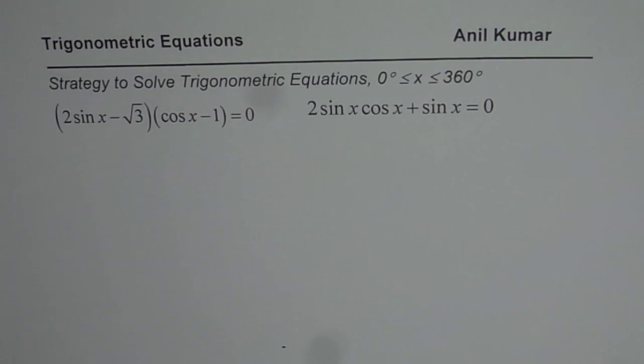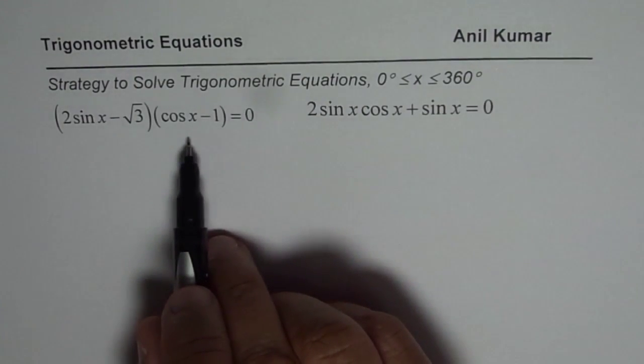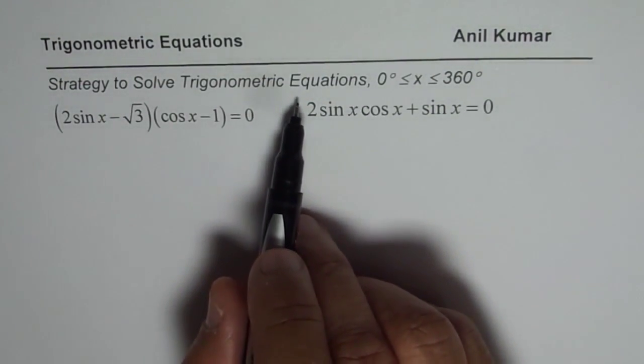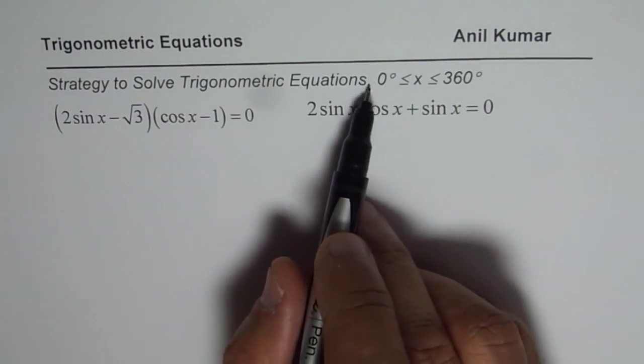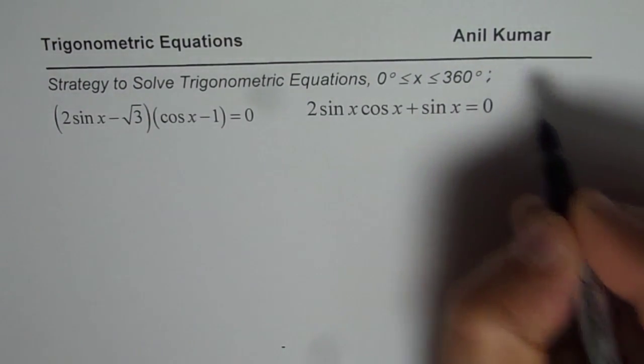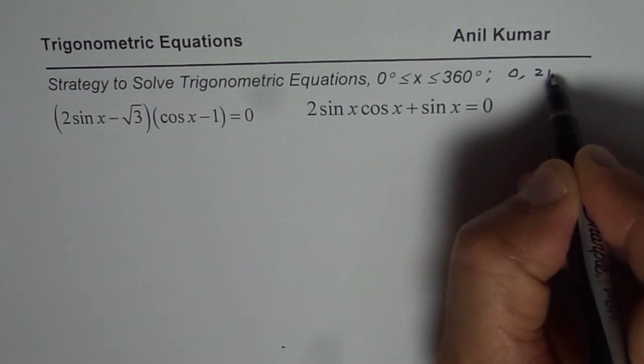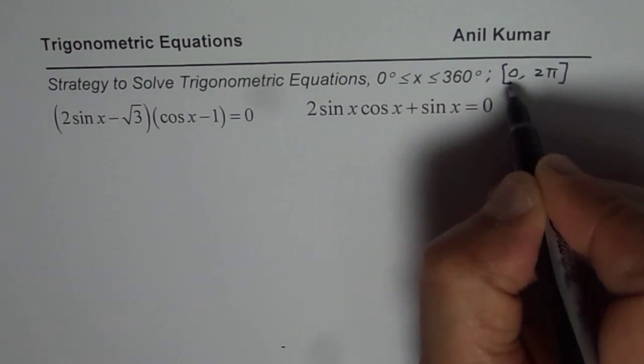I'm Anil Kumar. We are trying to understand strategies to solve trigonometric equations. We have already done equations which are simple ratios. Now we have a factored form of trigonometric equations. We'll try to find all the possible solutions in the domain 0 to 360 degrees, and for the benefit of some other students who are doing radians, I'll do 0 to 2 pi radians also.